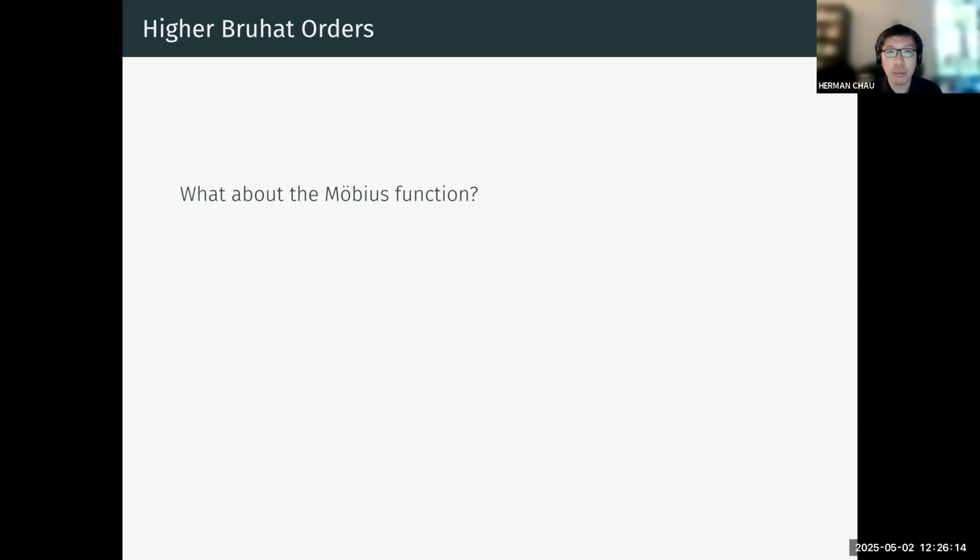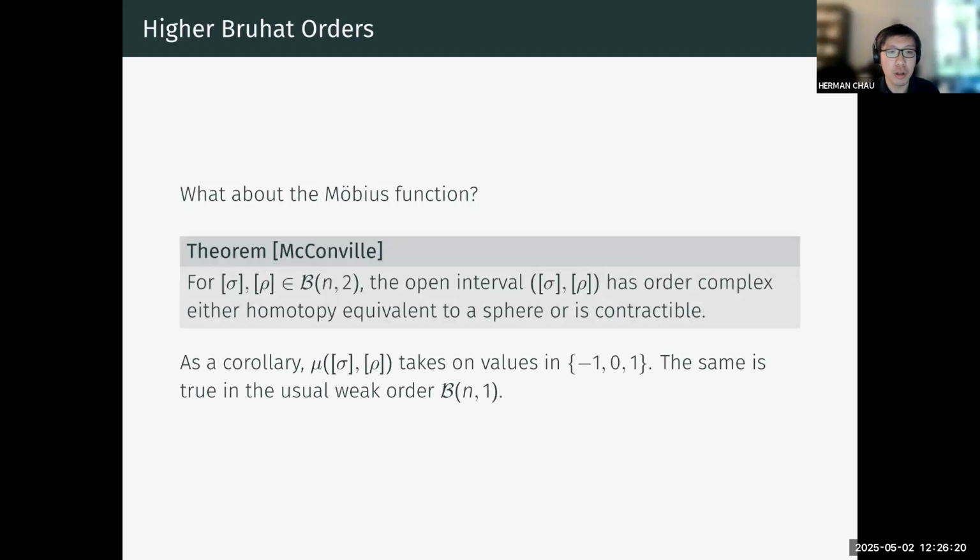Another question you might ask about partial orders is computing the Mobius function. So for the weak order, we know the Mobius function takes values -1, 0, 1. But there's also a theorem by McConville which says that in B(n,2), if I look at open intervals and look at the order complex, it's going to be homotopy equivalent to a sphere or is contractible. And the Mobius function is related to the reduced Euler characteristic of the order complex of these intervals. And so if it's equivalent to a sphere or is contractible, we know that the Mobius function will also take on values -1, 0, and 1.